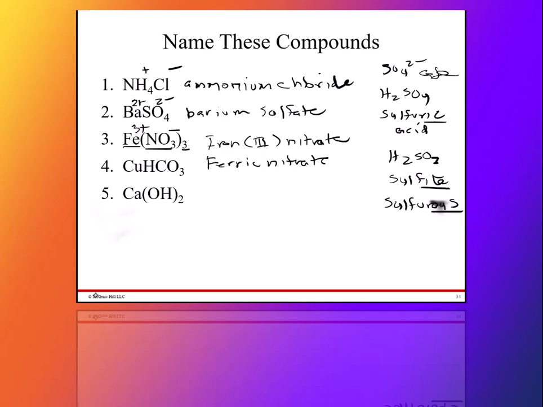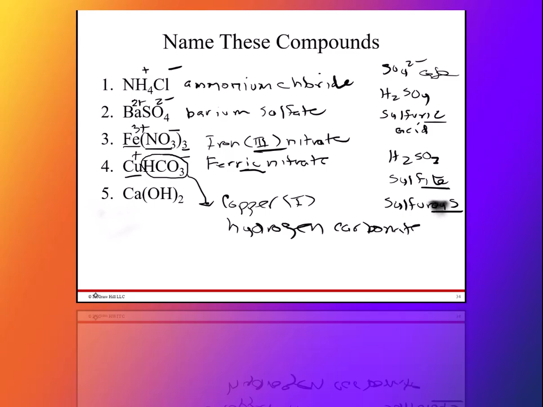That's why you have to know both the common name and the stock system name. Both of those are important. This one gets a little trickier. Copper is one of those substances that comes in more than one charge form, a +1 and +2. You have to recognize this is the bicarbonate or hydrogen carbonate ion, and it's a -1 charge, so that means this copper is +1. So you would call this copper Roman numeral 1 hydrogen carbonate. That would be the full new name.